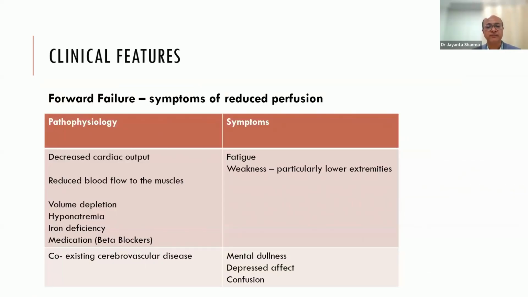Now come to the clinical features. These are the basic things we should know. What clinical features does the patient present with in heart failure? If the patient is having a forward failure, there occur symptoms of reduced perfusion. What happens in reduced perfusion? There occurs decreased cardiac output, reduced blood flow to the muscles, and the patient is having volume depletion. What are the symptoms of that?